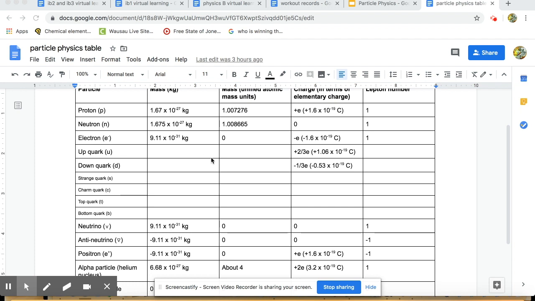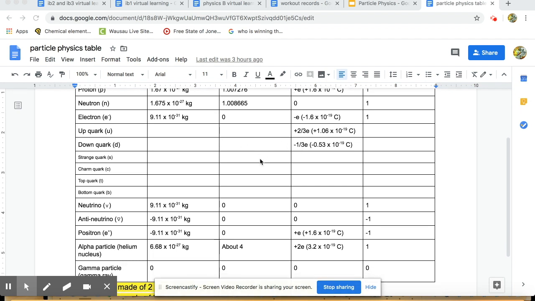But their mass isn't important for this right now. But basically, an up quark has 2/3 of the elementary charge. It's a positive 2/3 charge, and a down quark is a negative 1/3 charge.